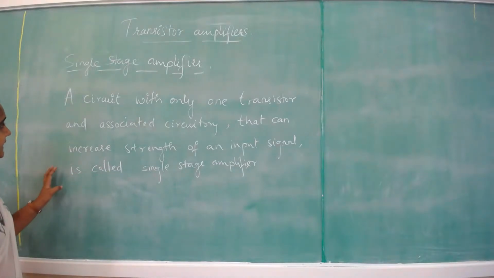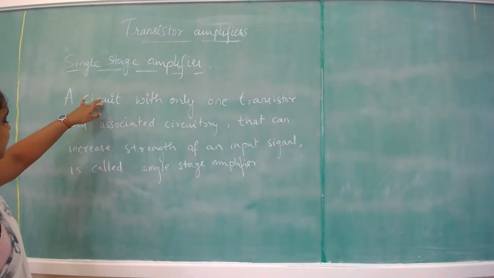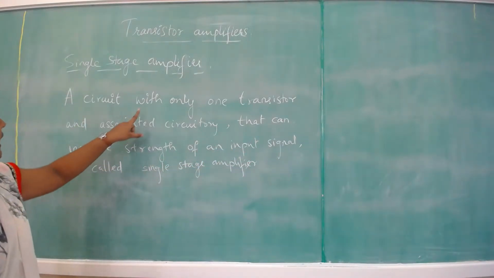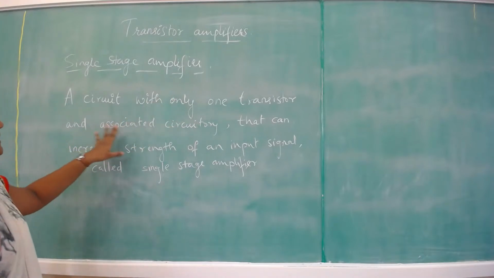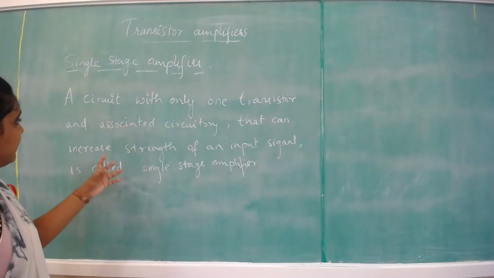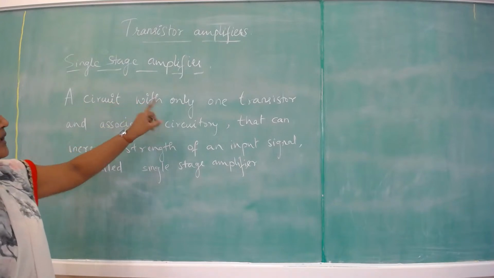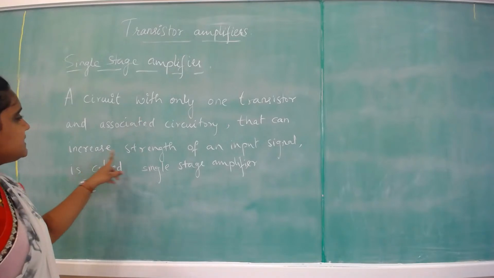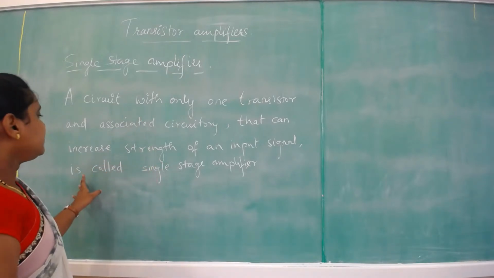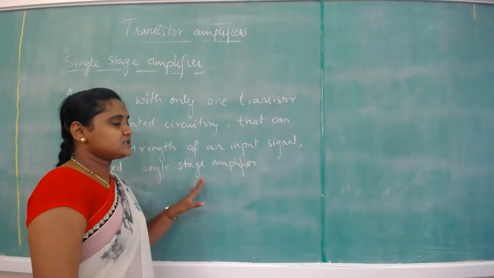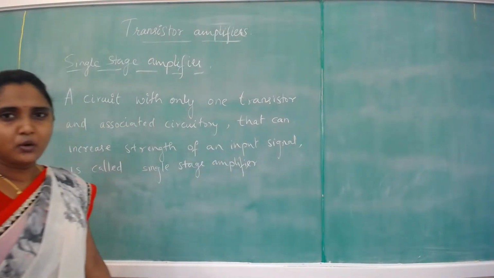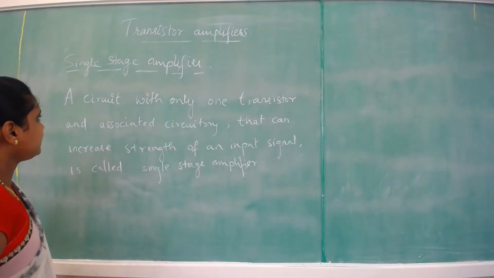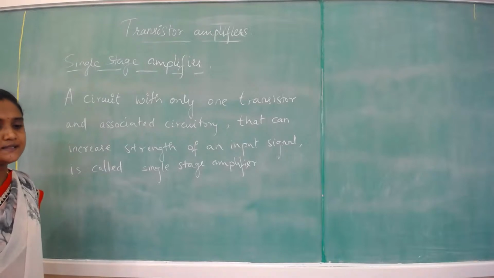You can also define it as a circuitry that increases the strength of an input signal with only one transistor and associated circuitry, called a single stage amplifier. A circuit with only one transistor and associated circuitry that can increase the strength of an input signal is called a single stage amplifier, of course without varying the frequency or any change in the wave shape. So this is the definition for a single stage amplifier.